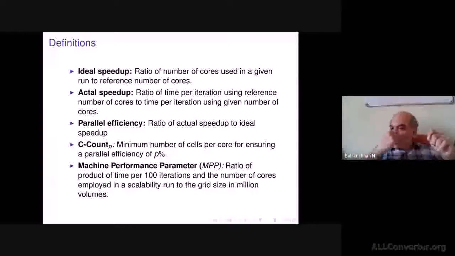Essentially, what you do is take the ratio of the actual speedup to the ideal speedup. That is what is called the parallel efficiency. And this parallel efficiency typically will be less than 100%. It could be 80%.